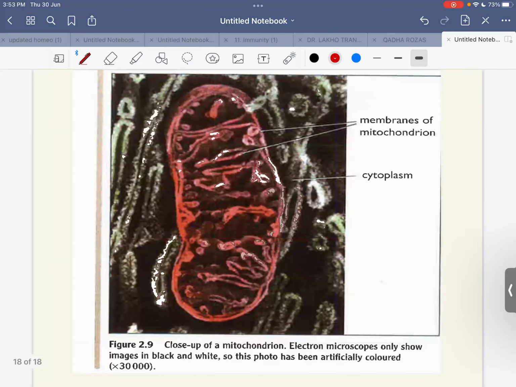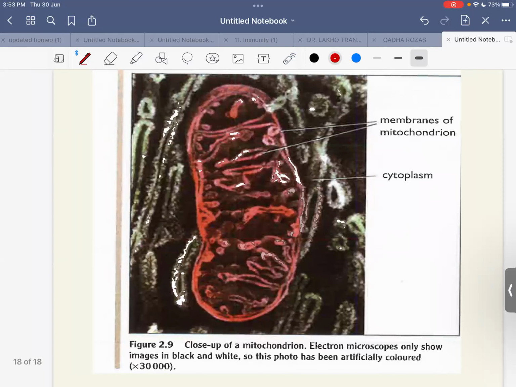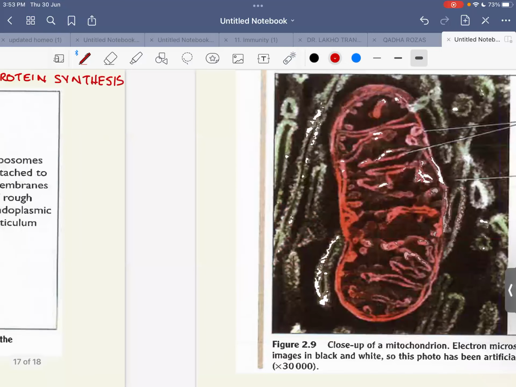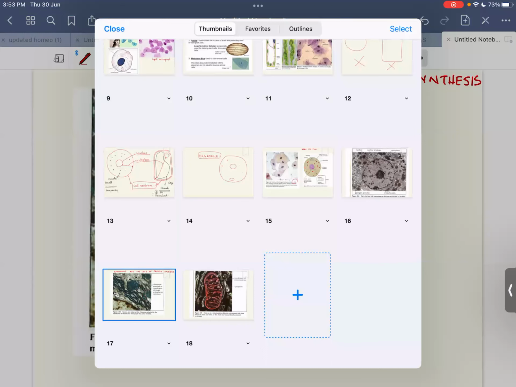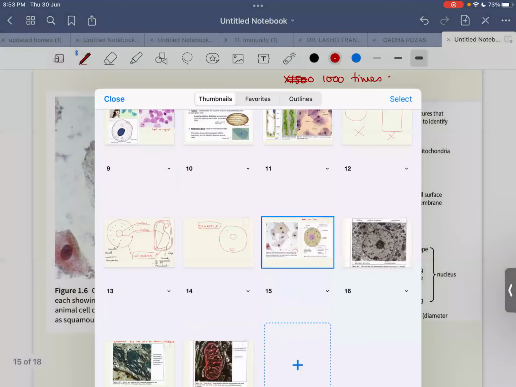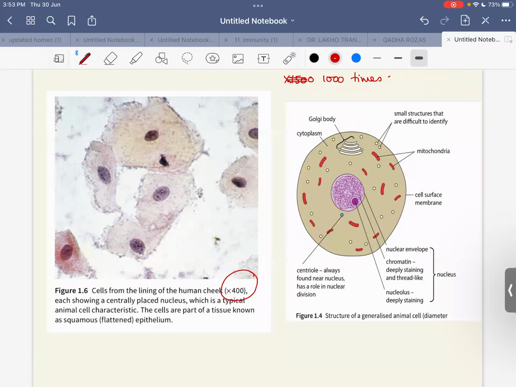So with this, we end today's lesson in which we have been able to identify these structures on the light micrograph, on the electron micrograph, and on the drawings. So what were those four structures? Let's just go back and revise. Those four structures were cell membrane, nucleus, mitochondrion, and ribosomes.